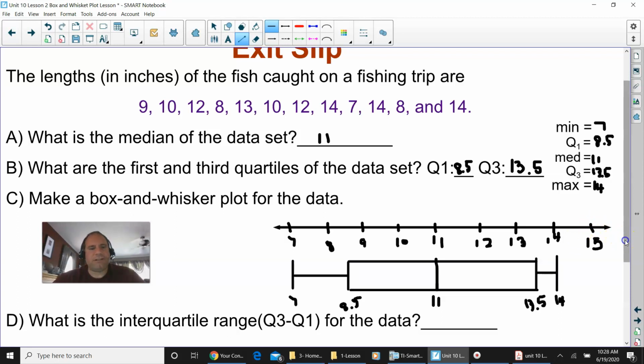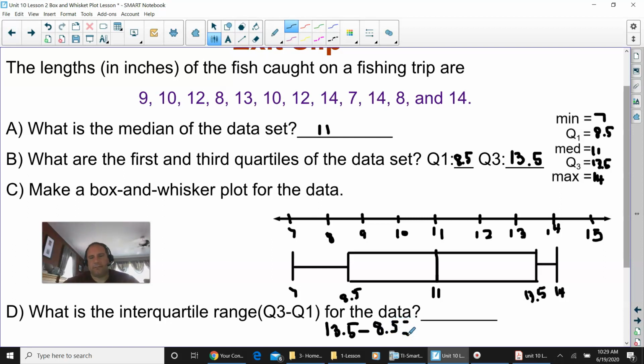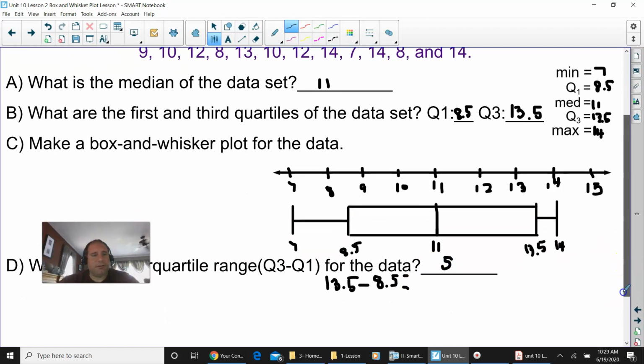All right, so what is the interquartile range for the data? So we have 13.5 minus 8.5. And that is 5. And that's the interquartile range.